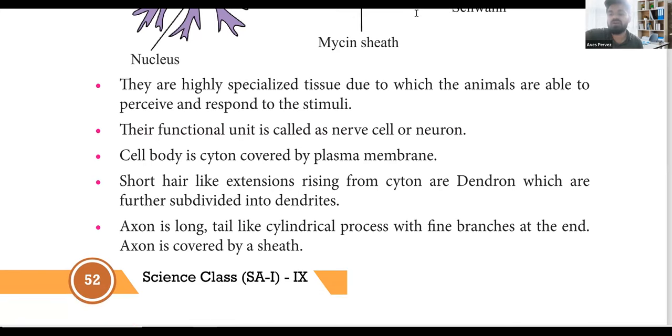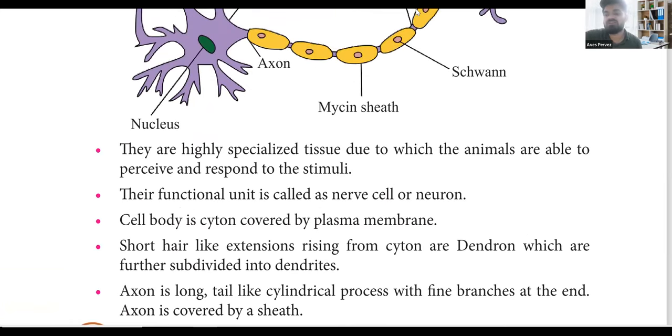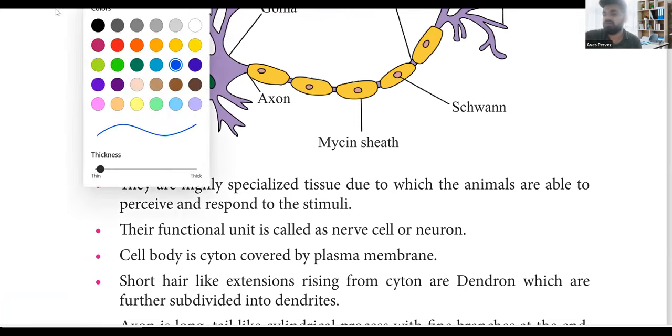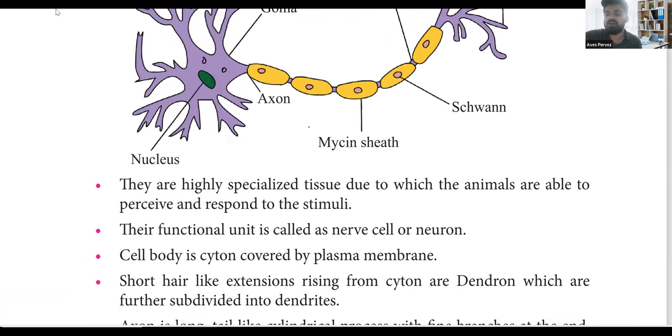They are the functional unit of the nervous system. You have written: cell body or cyton. The cell body, cyton, is covered with plasma membrane, and it has all the membrane-bounded organelles, like Golgi bodies, endoplasmic reticulum, and ribosomes. All of these are present here in the cell body.